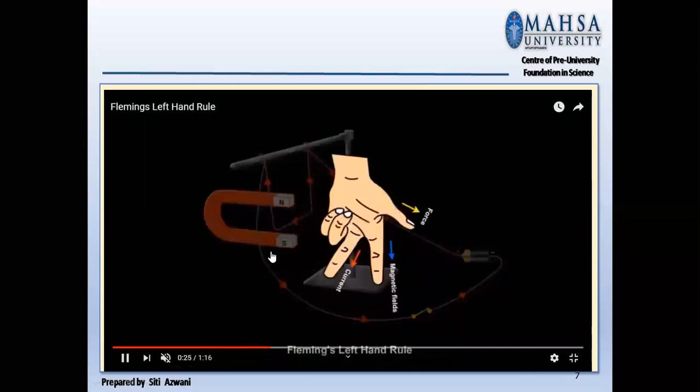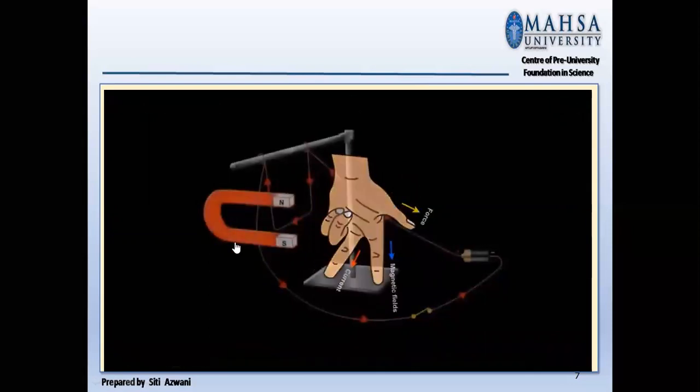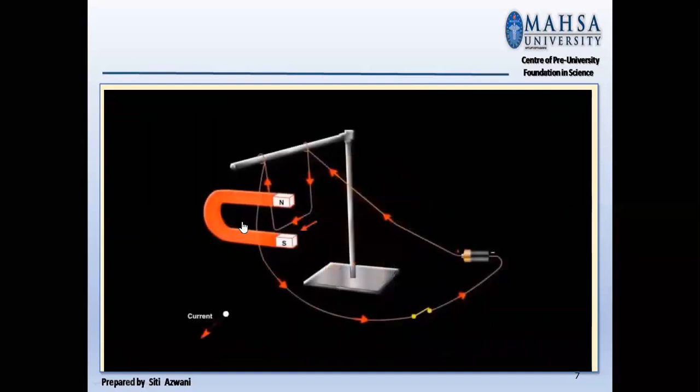If you see from the side, you have a current out of the page. And then the magnetic field B is going down. Remember the direction is always from the north pole to the south pole. Then by using the Fleming left hand rule, you have your force to the right.